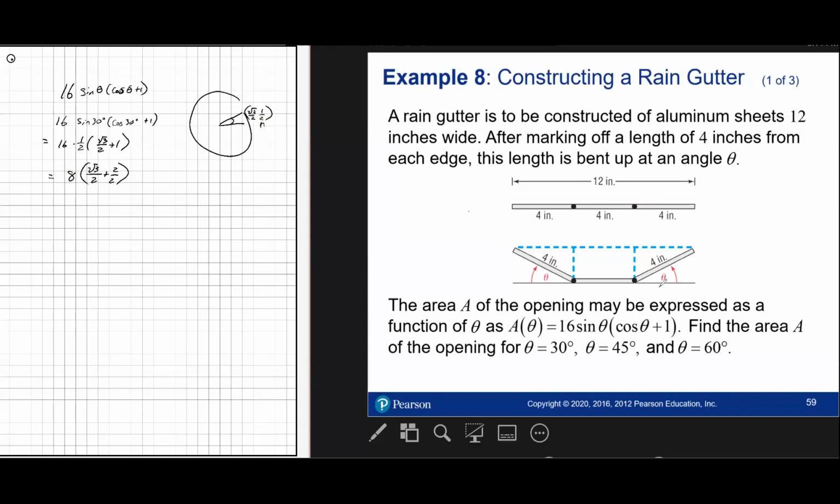You see what I did there? I made 1 be a fraction with a 2 on the denominator so I can add these two things together. So this becomes 8 times the square root of 3 plus 2 divided by 2. And then multiplying by 8, that 2 goes to 1, this 8 goes to 4. So this is just 4 times the square root of 3 plus 2. And do we have inches? So that's going to be inches squared.